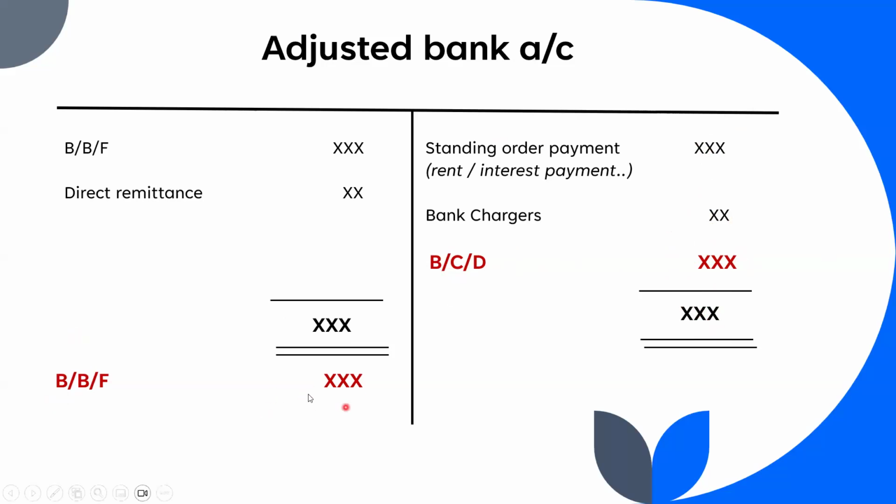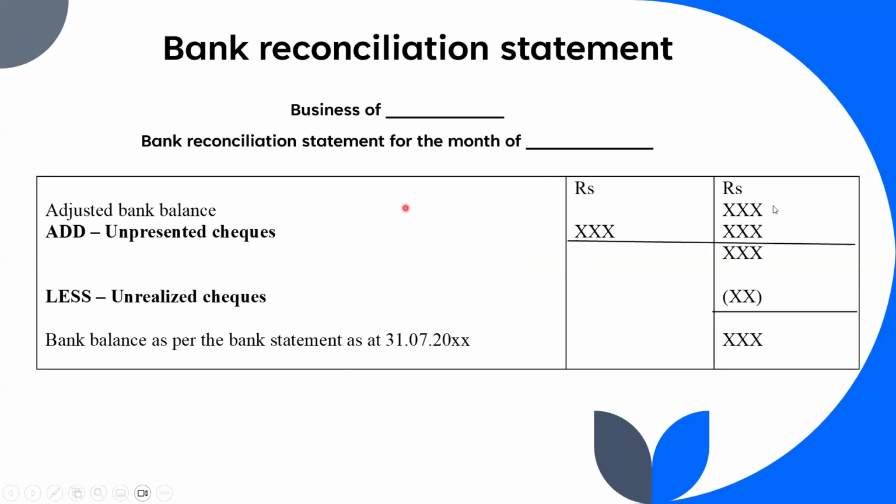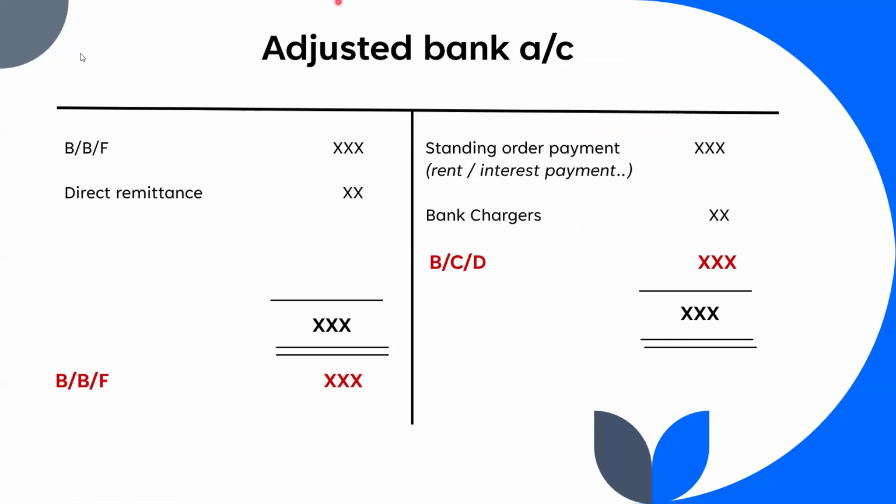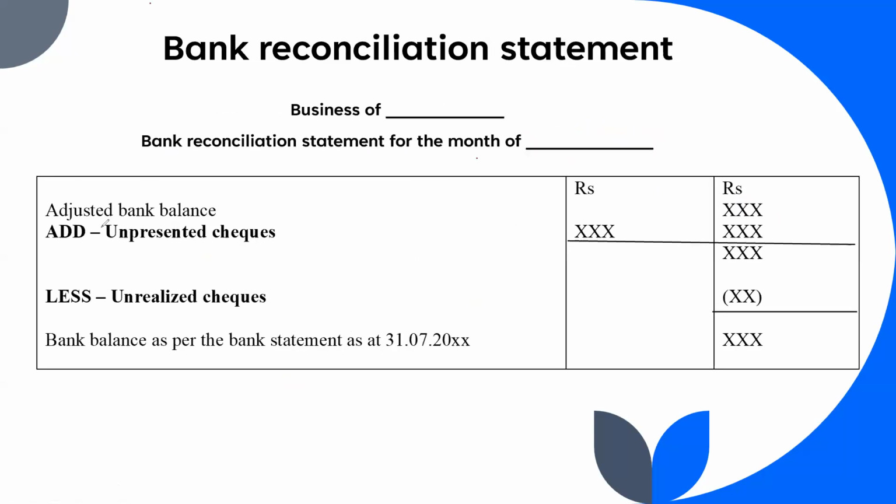All right. And this particular balance that you have over here, the final balance that you get, the one that I have marked in red color, you will take it to the bank reconciliation statement. You would write it over here. This is how it looks. Business name, bank reconciliation statement for the month of, and you write the month. Adjusted bank balance is this particular amount that you get when you balance the bank account. This amount will be recorded here as the starting balance.